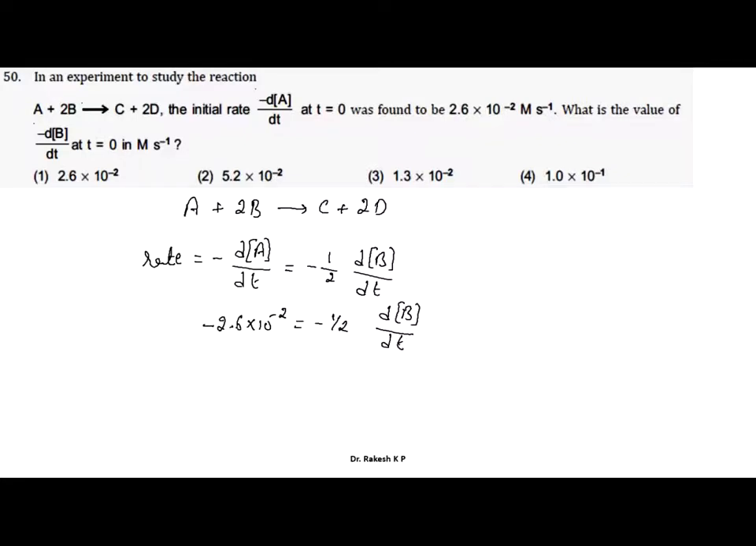Just go to this one here. So we have to calculate the change in the concentration of B with time. You just go here, this gets cancelled. 2 into 2.6 into 10 to the power of minus 2, and finally we got 5.2 into 10 to the power of minus 2. Okay, so hence in this case the option is this one. Okay, so next question.